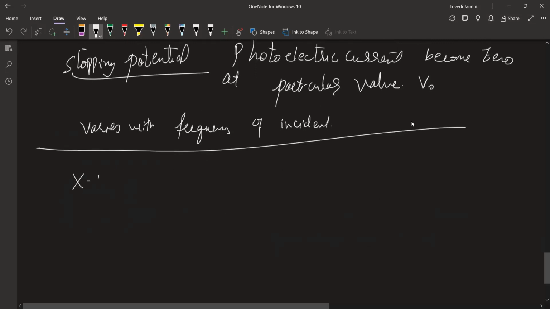Let's talk about X-rays. Its wavelength ranges from 0.1 Angstrom to 100 Angstrom. Another point we can write about X-rays, any other points? Wavelength is 0.1 Angstrom to 100 Angstrom.